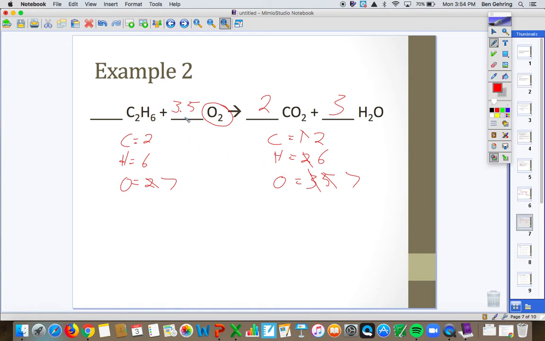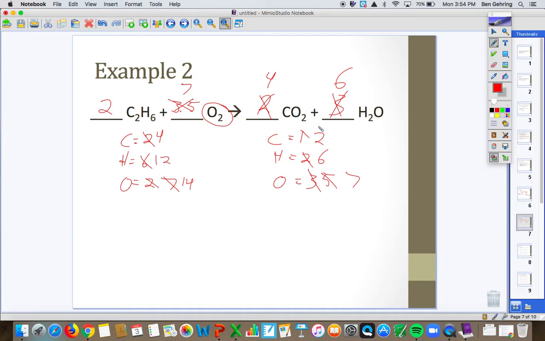Now, to get rid of this, we can double everything. So I'm going to take this first number times 2. 1 times 2 is 2. I'm going to take this number times 2, and I'm going to get 7. I'm going to take my 2 here times 2, which is 4, and my 3 times 2 is going to be 6. And now if I go back through and count, I have 2 times 2 is 4 carbons, 2 times 6 is 12 hydrogens, and 7 times 2 is 14 oxygens.